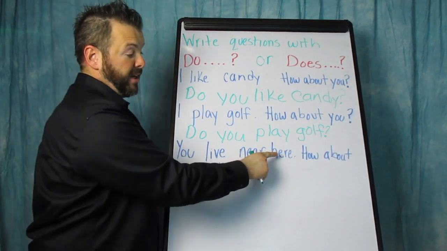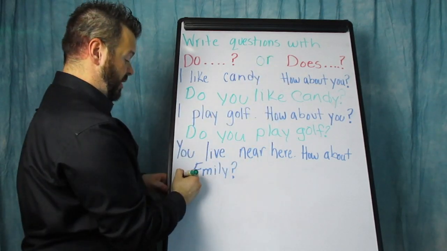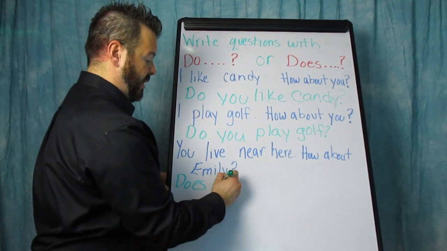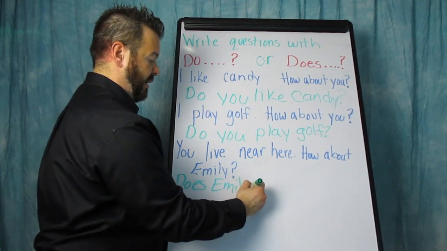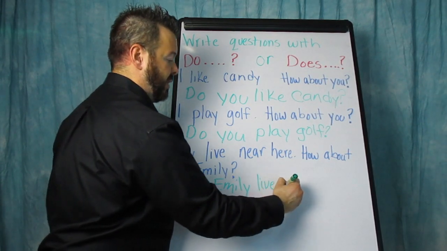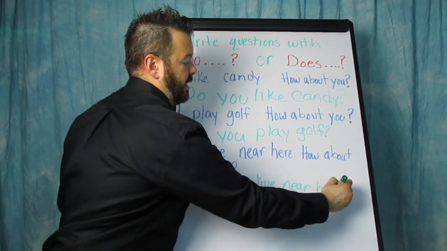You live near here. How about Emily? So you will use does. Does Emily live near here?